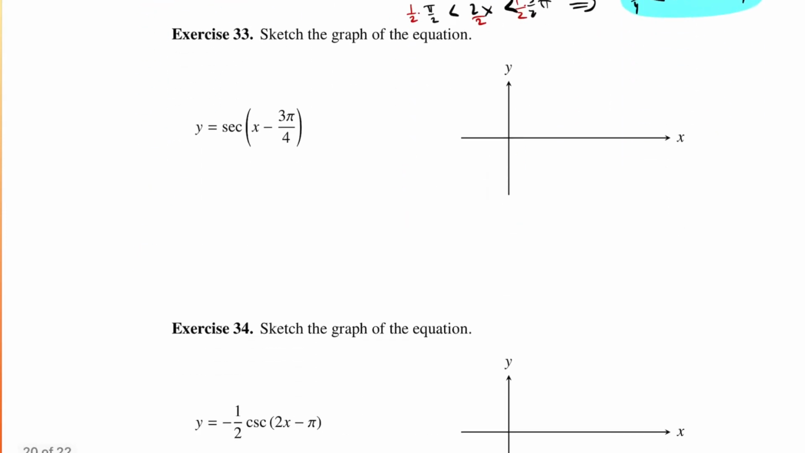All right, secant. So in order to graph secant, you first have to graph y equals the reciprocal, which is cosine. So let's graph cosine first. So we'll start off with the inequality has to be between 0 and 2 pi. Argument goes in the middle. Solve for x.